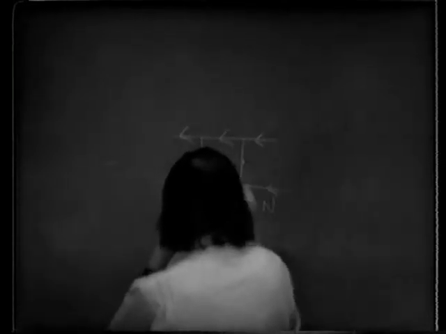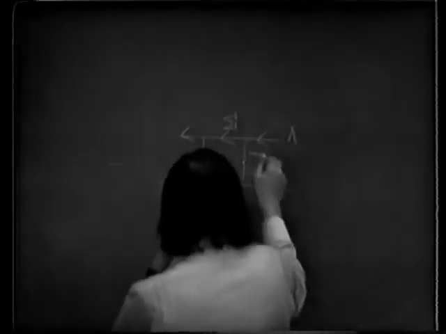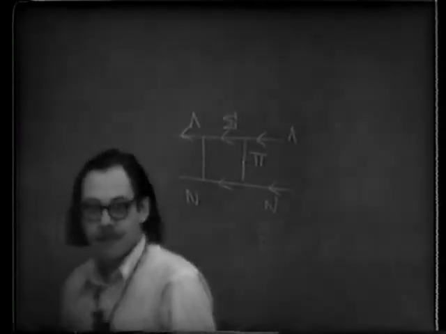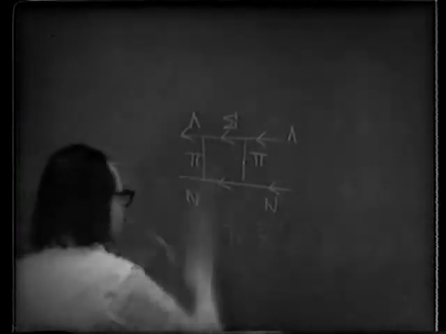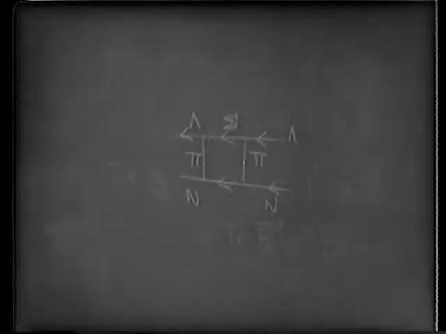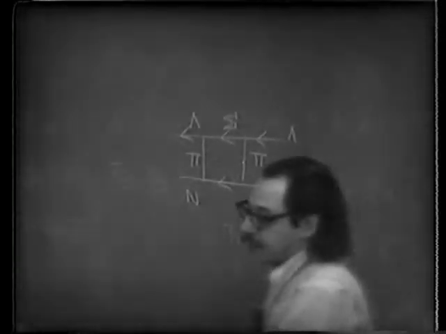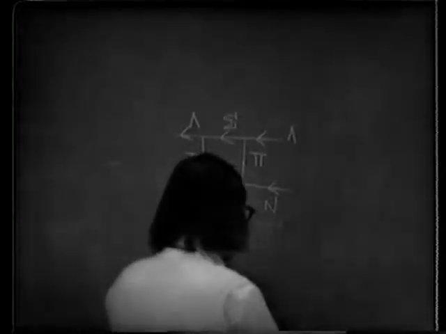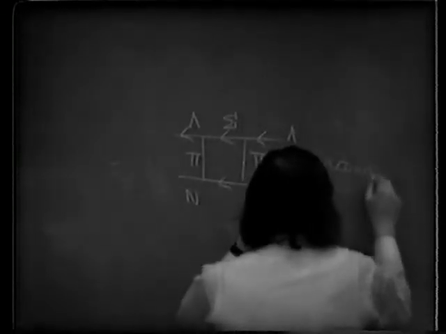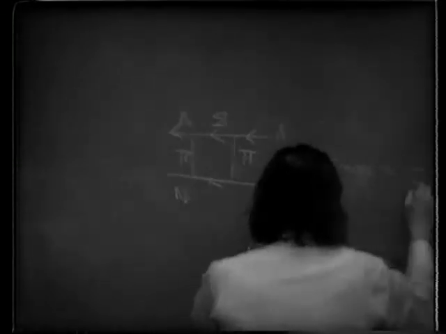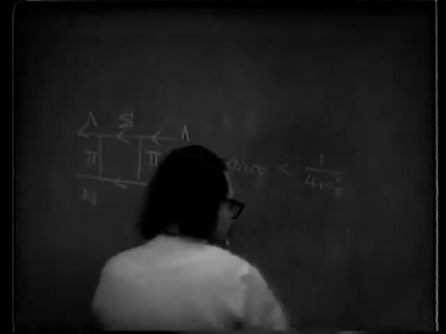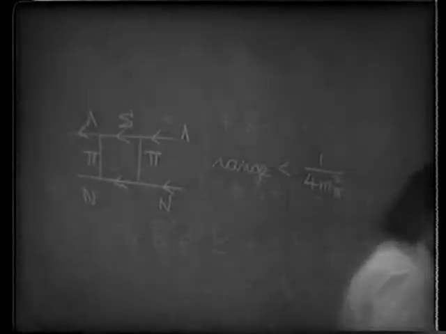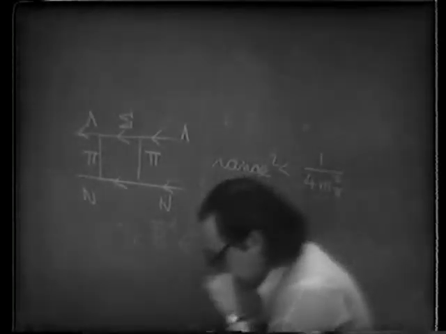here's a nucleon, proton or neutron, I don't care. Here's a lambda, it becomes a sigma, emits a pi, and becomes a lambda again. That's perfectly allowed, and that gives the force. In fact, it gives the principal force between nucleons and lambdas. But of course, it's a force of somewhat shorter range than normal nuclear force, because instead of exchanging one pion, you're exchanging two pions. So the range squared is less than 1 over 4 m pi squared, because that's the lightest thing you can possibly exchange, has a mass of 2 m pi.